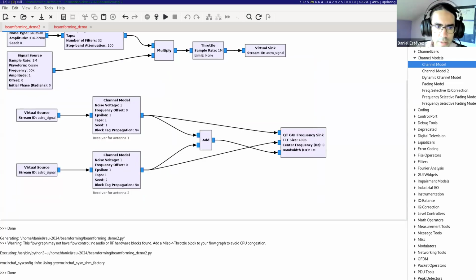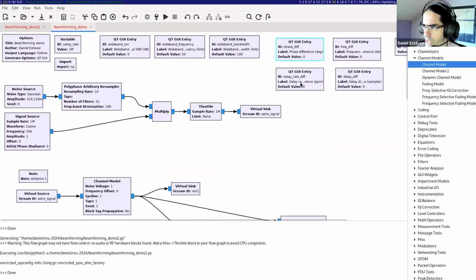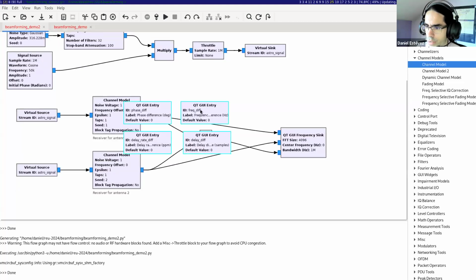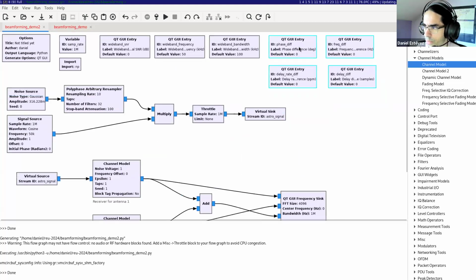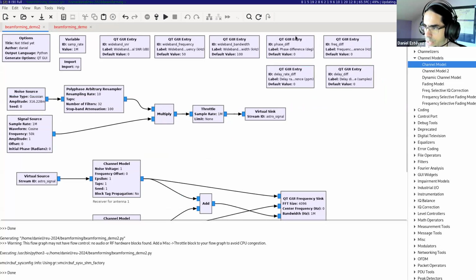Okay, so let me see what I have here. I'm going to copy and paste a bunch of entries to save me the effort of introducing this. And basically we have the phase difference in degrees. This is going to be the phase difference between the two antennas. I haven't spoken of phase difference, so I should at this point.